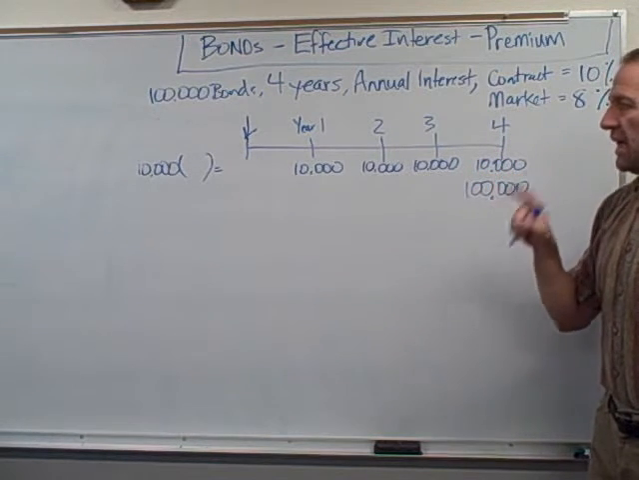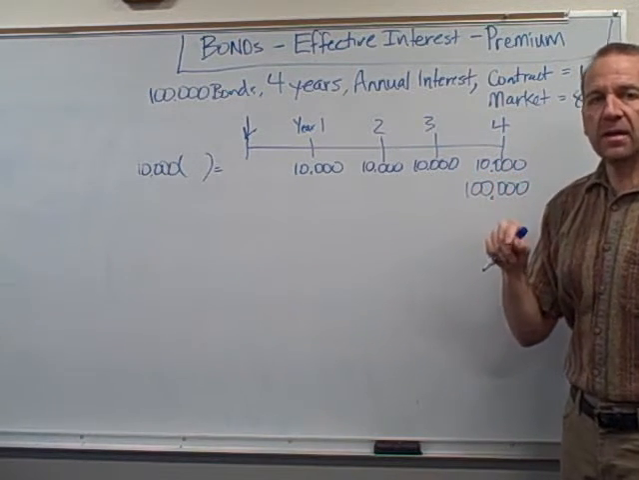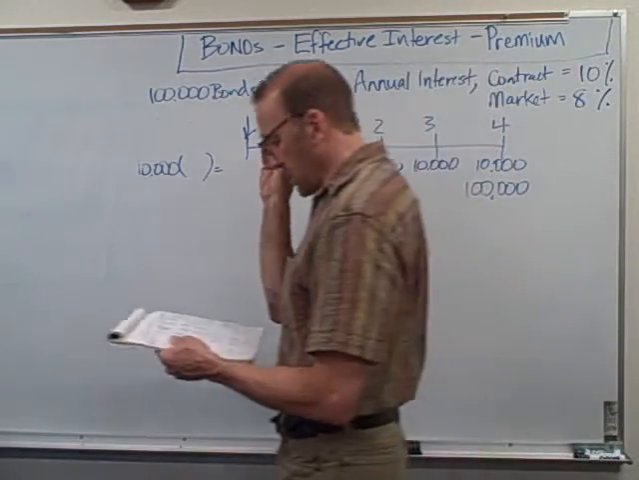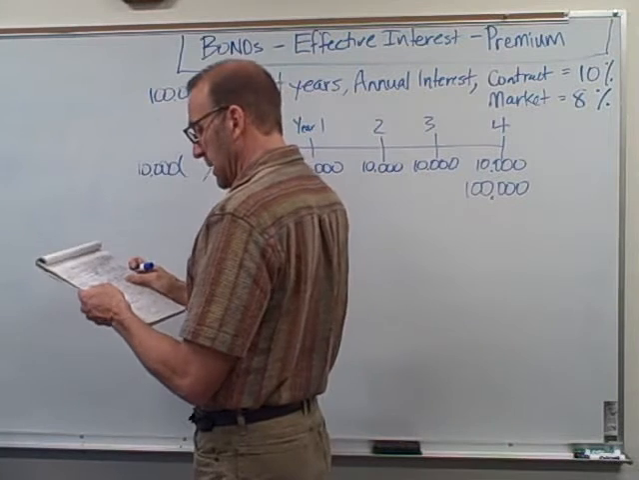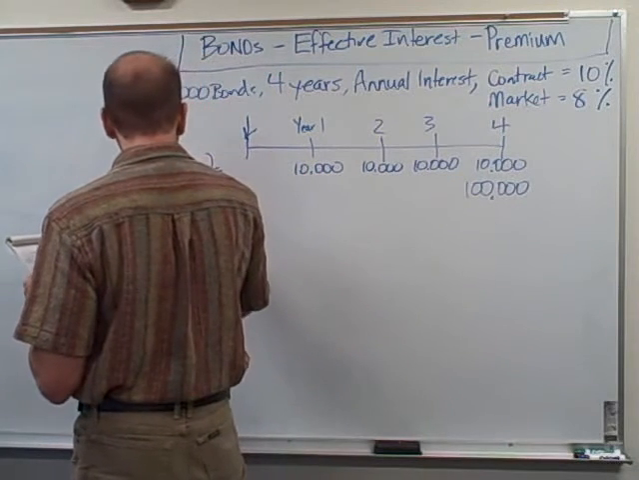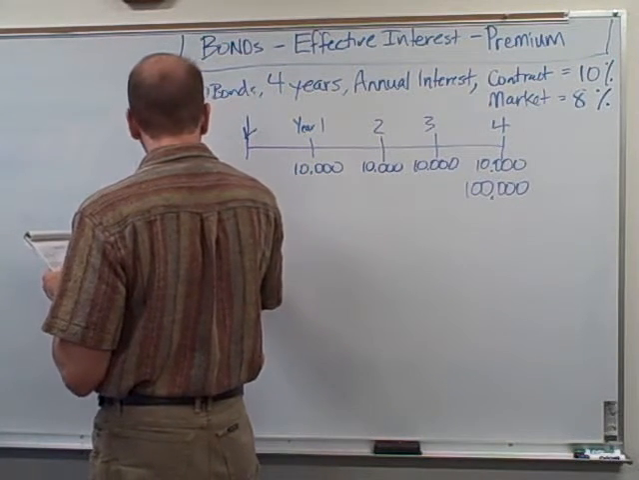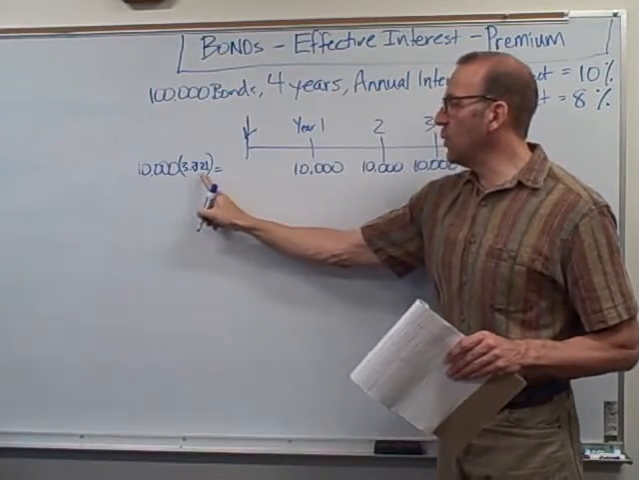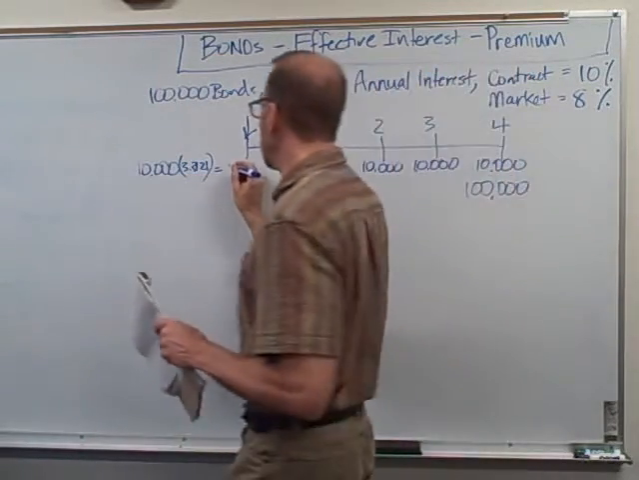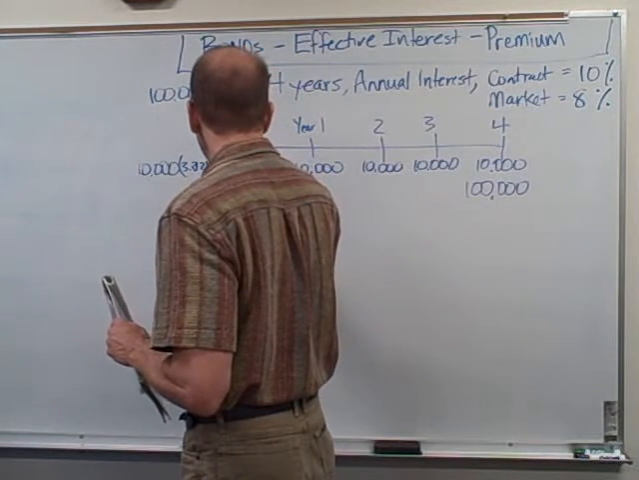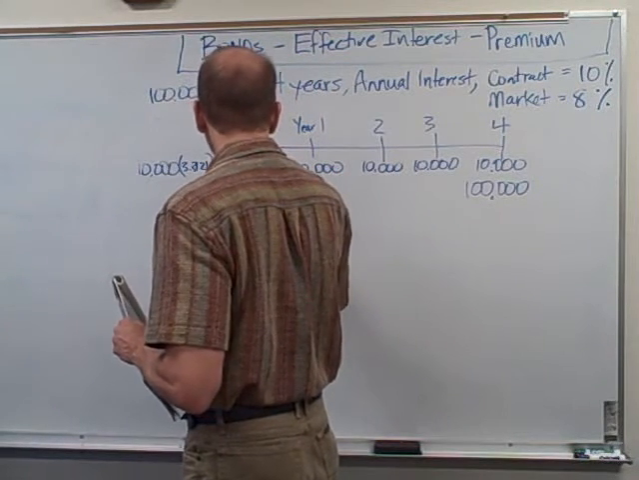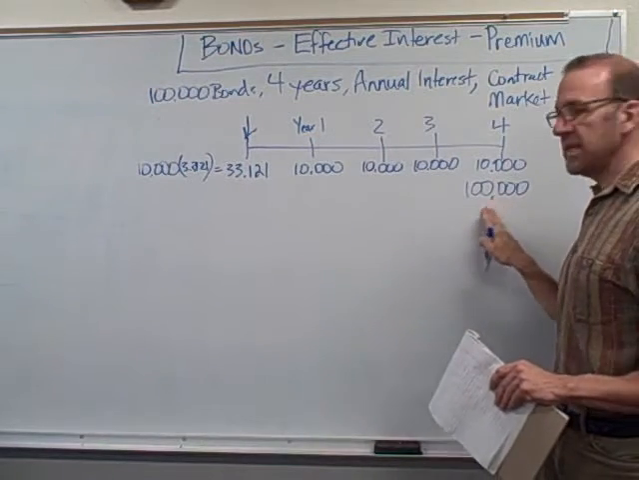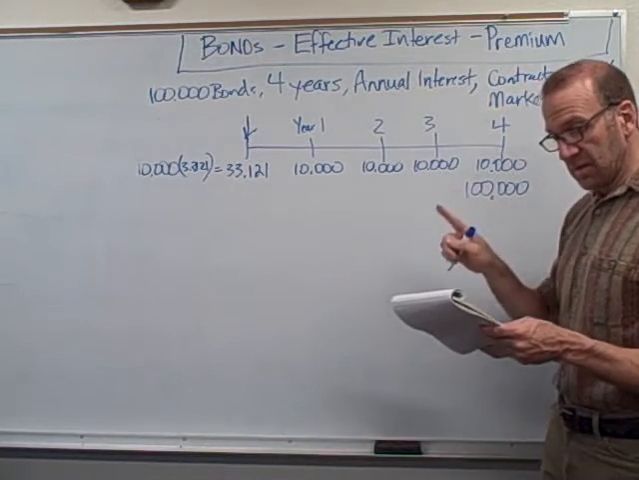So we're going to use interest at 8, and then the N, number of periods, is going to be 4 periods. Okay? So when we go to the table, our present value of an annuity table, it's going to be 3.3121. So that's 3.3121. So then times 10,000 is 33,121.